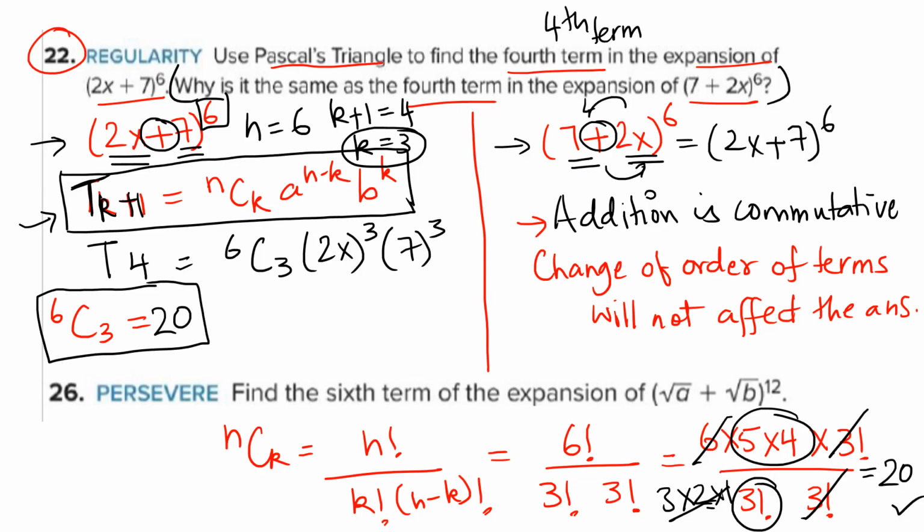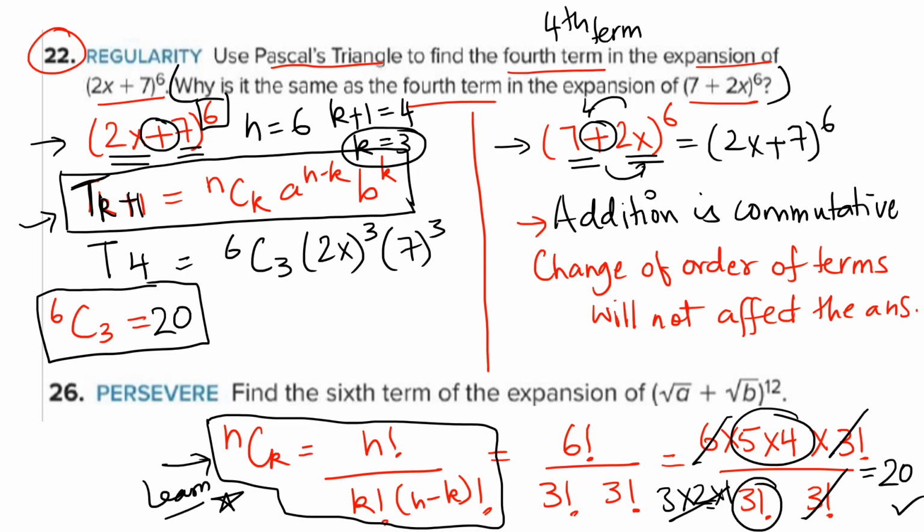So the shortcut will give you the answer 20 directly. You don't have to do this whole thing. But in case you forget or you don't know how to use the calculator, this is the formula. You should learn it. Similarly, this formula, you should learn it. Very important. Okay, now I put this value. So this is 20 times.